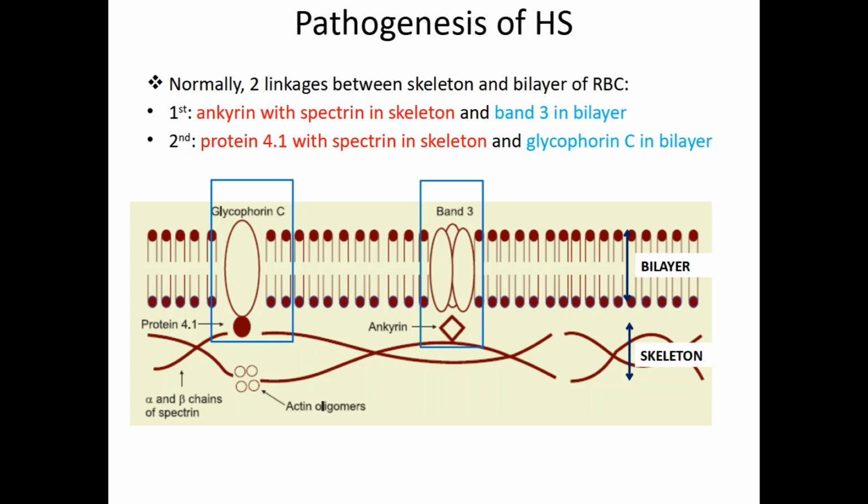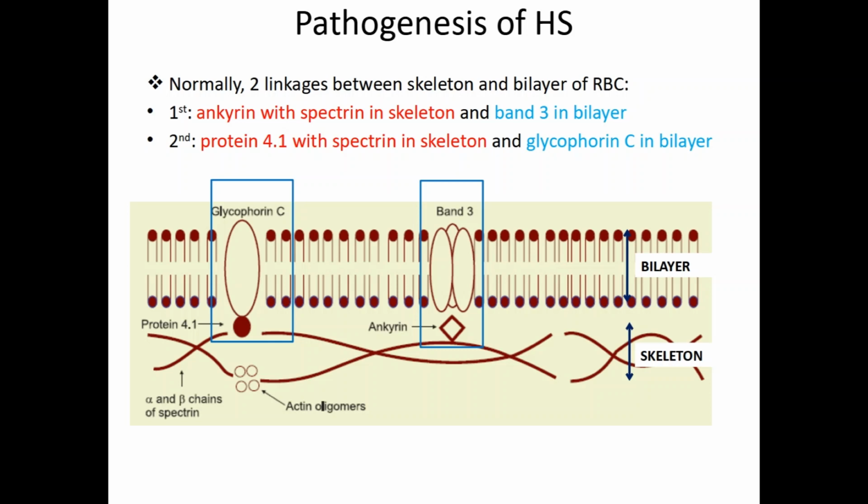In this image, you are seeing glycophorin C in the phospholipid bilayer and protein 4.1, which acts as the anchoring protein to bind the cytoskeleton to glycophorin C. The next anchor that we are seeing is ankyrin, which binds band 3 of the phospholipid bilayer to the spectrin chains in the cytoskeleton. So any of these proteins, if deficient, will lead to a decoupling.